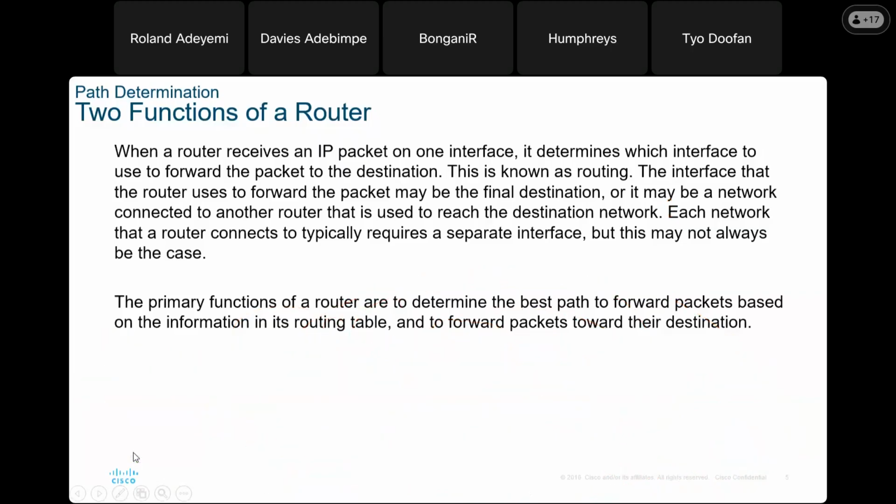The primary function of a router is to determine the best path to forward packets based on information in its routing table, and to forward packets to their destination. That is the main job of a router. A router routes, and it will just check its routing table. If the information is not in the routing table, what will it do with the message?